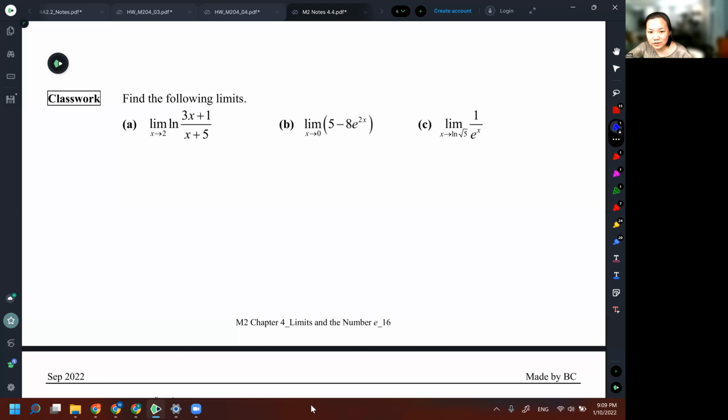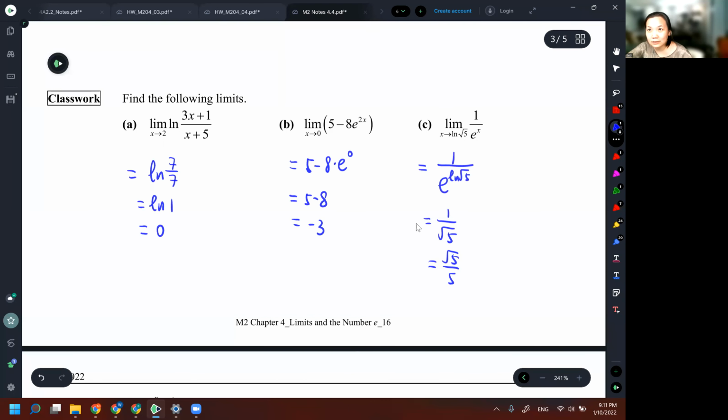Okay, this time I will just show you my answer. You look at my substitution. The first answer is 0. The second answer is -3, not 5. -3. And the last one is √5/5.